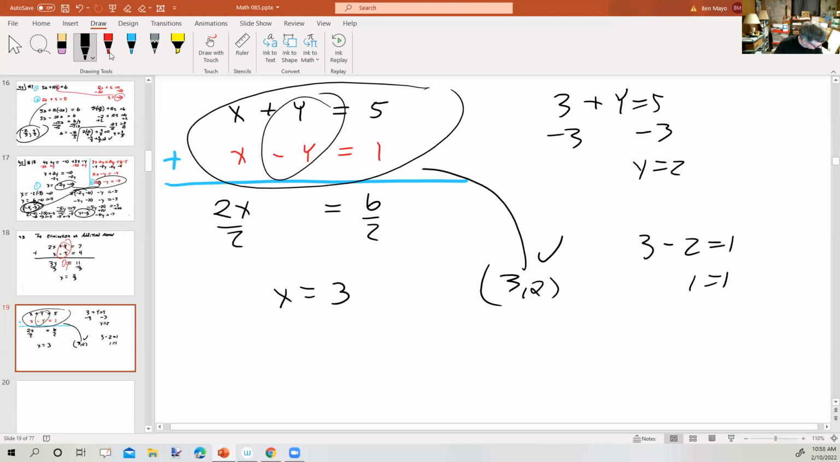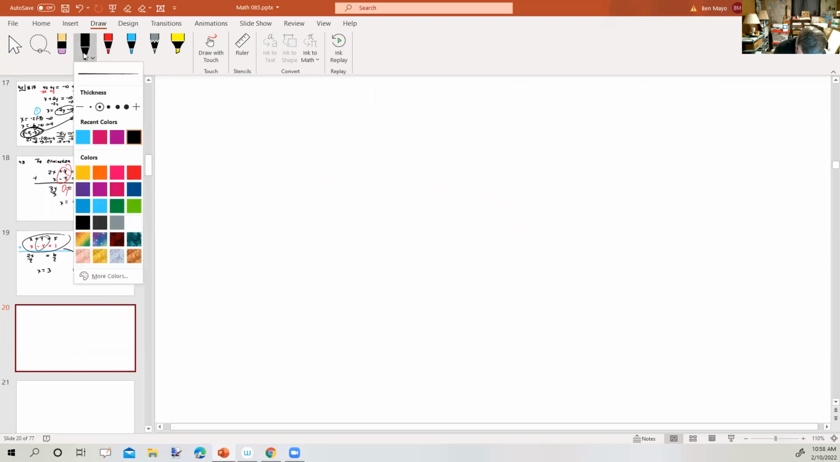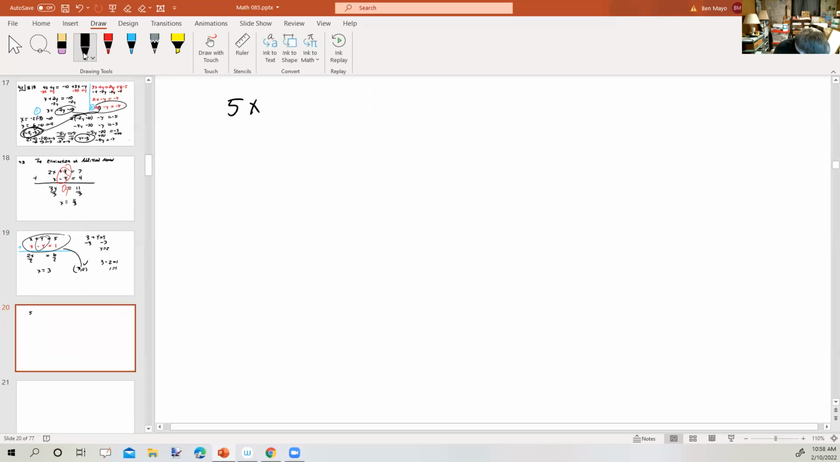Let's see here, trying to find one that's going to require some extra work. Here's one. Okay, we're going to jump right into the fire here. This says 5x minus 14y minus 32 equals 0. The second equation, negative x equals 6y plus 20.